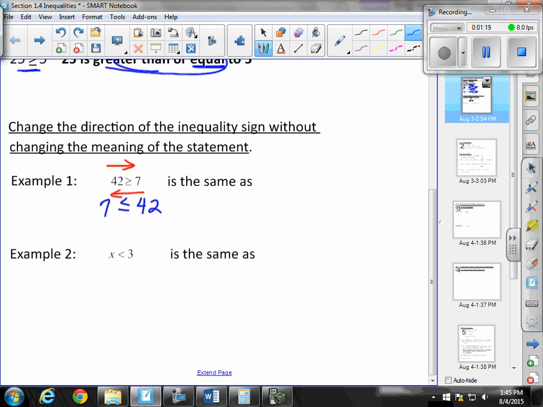X is less than 3 can be written as 3 is greater than X. Again, you want to make sure that the inequality symbol is still pointing towards the same quantity.